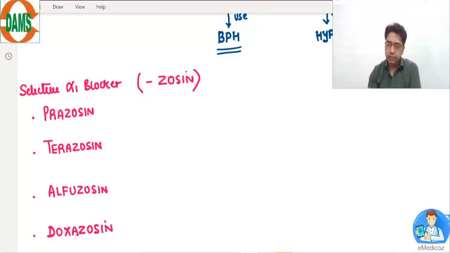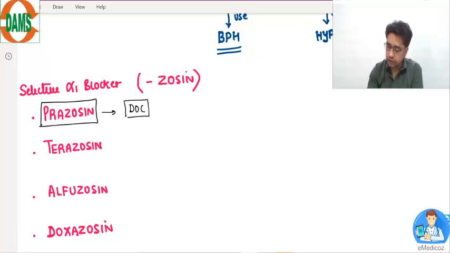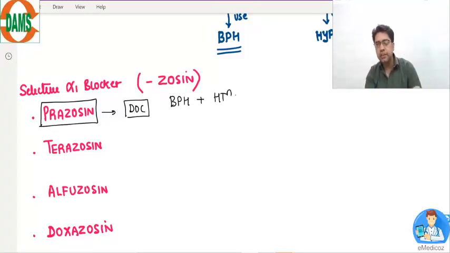Now, first we will write that this prazosin, it is the drug of choice for BPH with hypertension. If a patient of benign prostatic hypertrophy comes with hypertension, you give this drug.